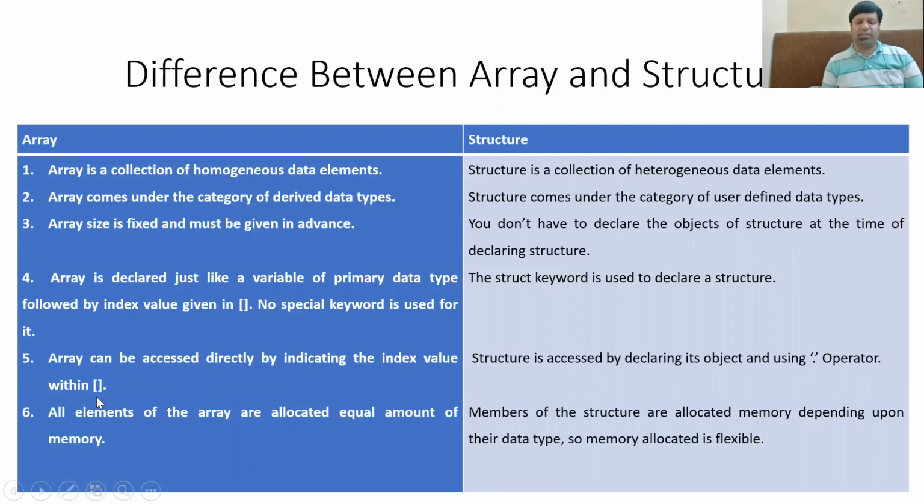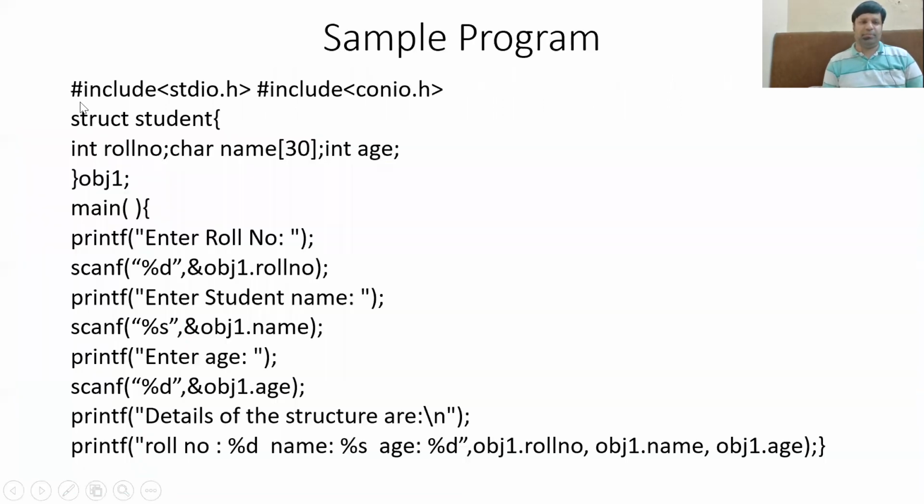Whereas in order to access the element of a structure object, you need to use the membership operator, which by default is the dot operator. The last difference is that all elements within the array are allocated the same amount of memory because all the elements are of homogeneous data type. Whereas in a structure, the individual elements are not guaranteed to take the same amount of memory because they can be of different data types.